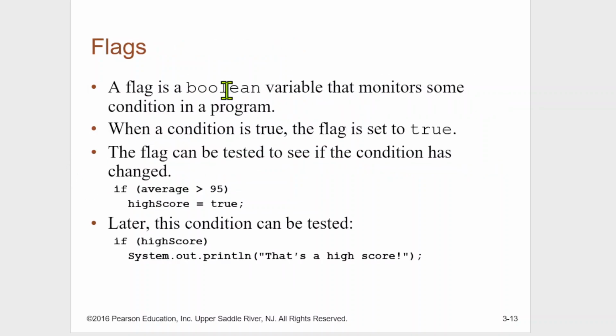Okay. Boolean flags are variables that monitor some condition in a program. When a condition is true, the flag is set to true. So common flags might be login successful or that kind of thing. And if it doesn't log in successfully, you won't let the person continue on further in the program. When the condition is true, the flag's set to true. And you can see it can be tested. If it's true, then that's a high score.